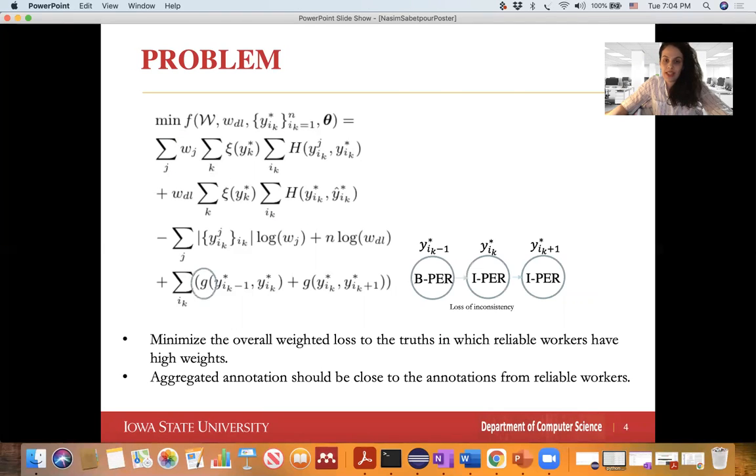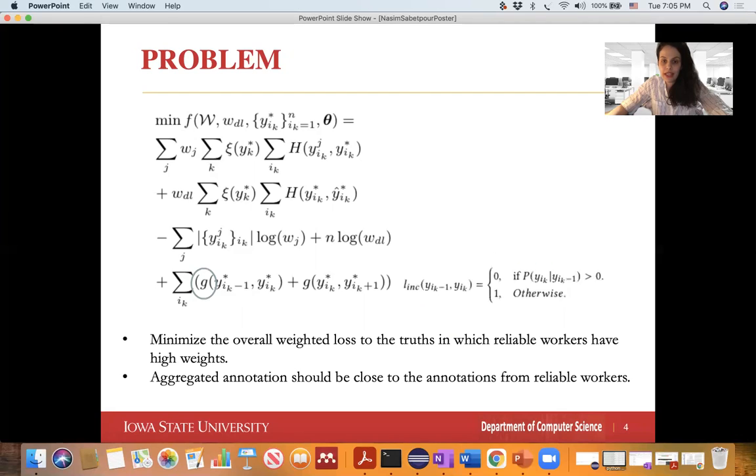And the last one is the loss of inconsistency. By loss of inconsistency, we mean, for example, in any NER dataset, we need to follow the BIOES format in labeling. If someone does not obey the rules, we need to punish. Here, we introduce our loss of inconsistency function very strictly as 0 and 1. If the probability of one label given the previous one is valid, I mean, is positive, more than 0, there is no punishment for that. But if someone disobeys the rule, we will punish it by 1.